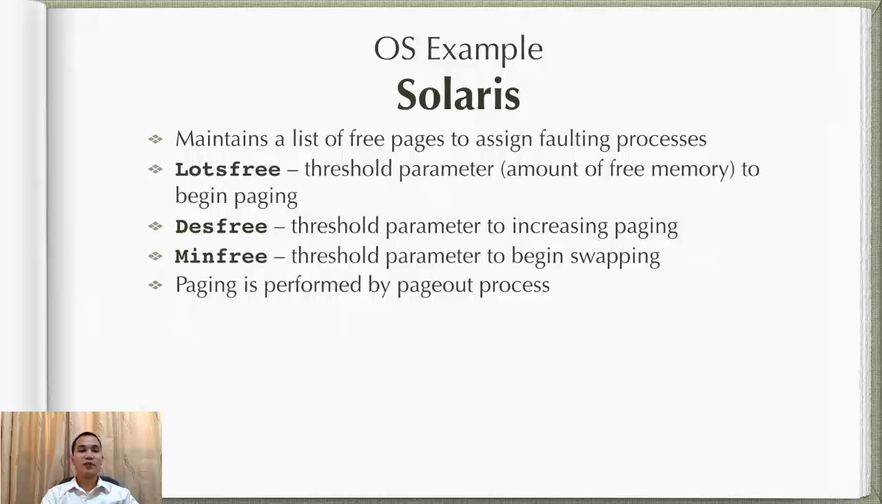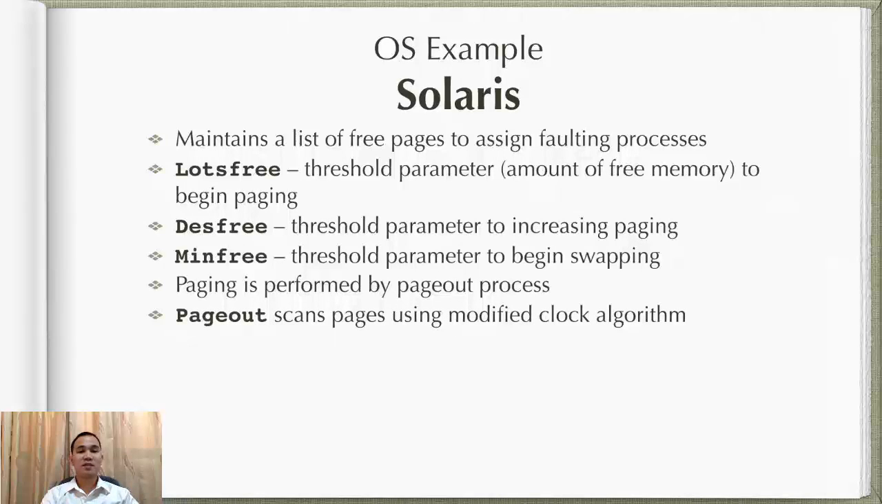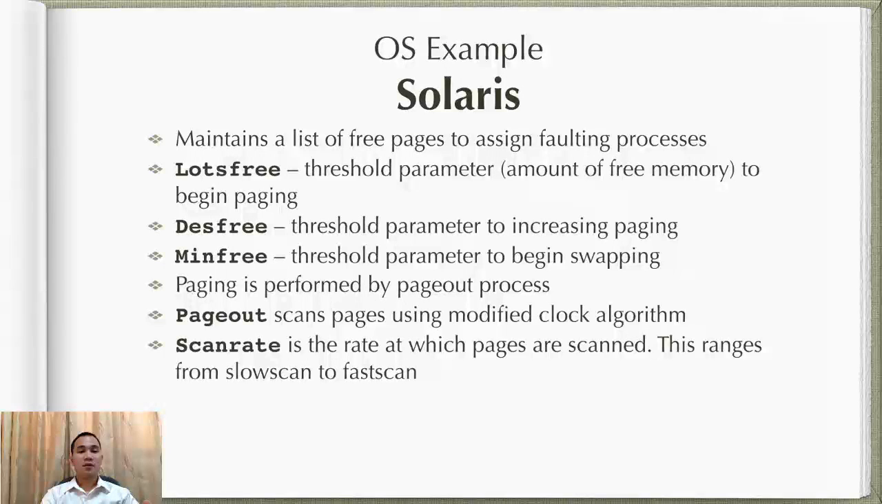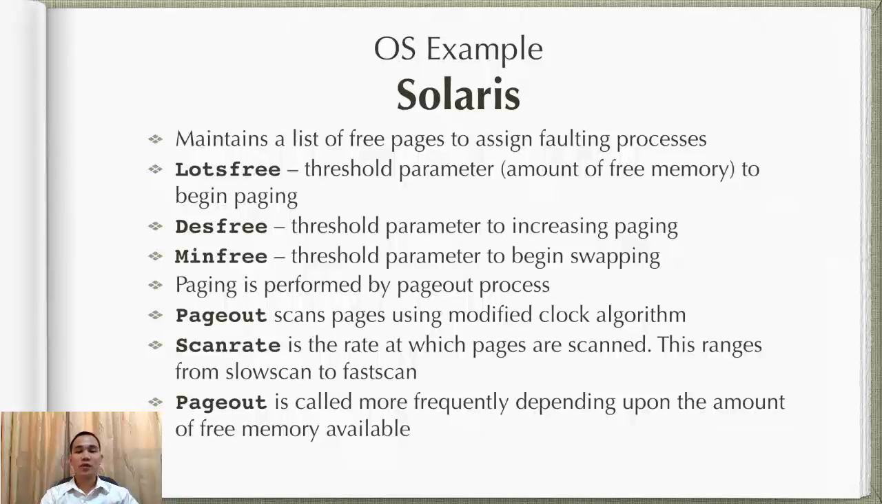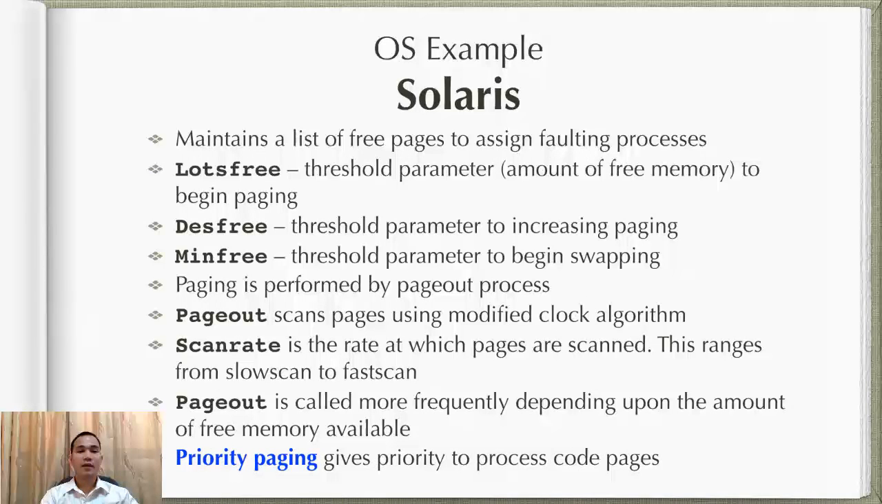Solaris paging is performed by the page-out process, and page-out scans pages using a modified clock algorithm. Scan rate is the rate at which pages are scanned. This ranges from slow scan to fast scan. Page-out is called more frequently depending upon the amount of free memory available. And priority paging gives priority to process code pages.